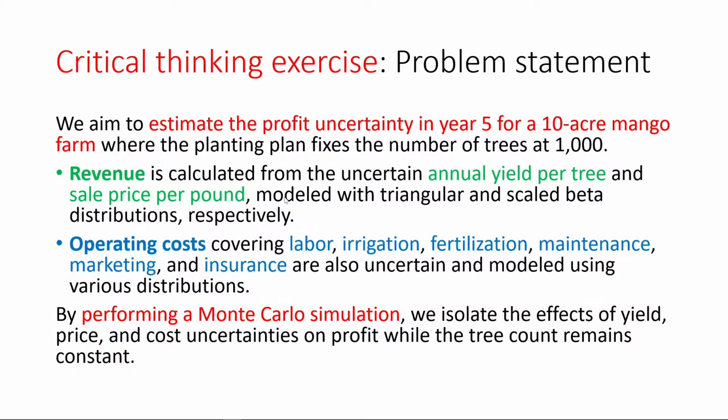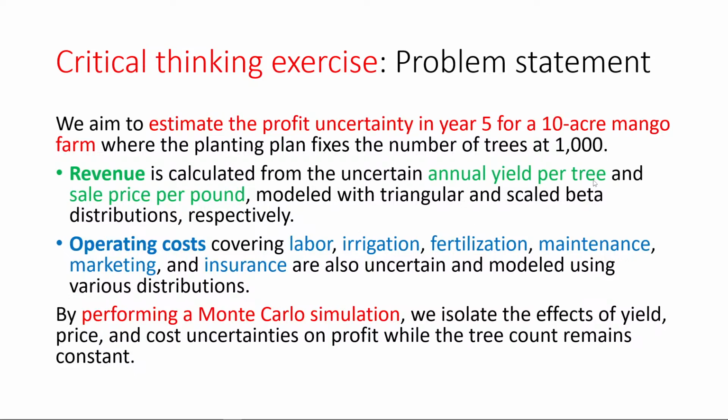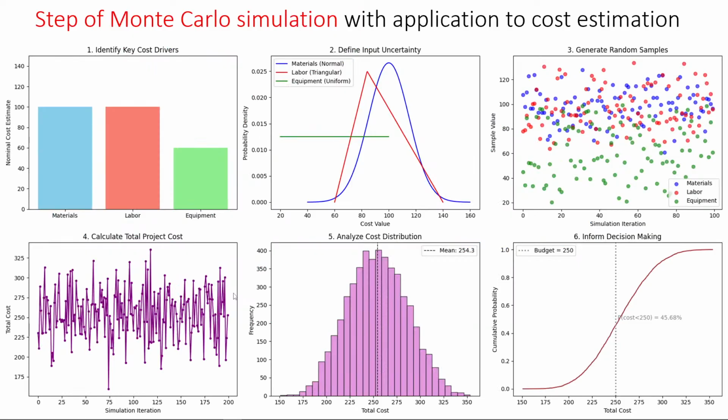And then you select a distribution for each. So for example, for the annual yield per tree, I selected a triangular distribution. For the sales price per pound, I selected a beta distribution. For these guys, I selected various distributions, which I will show you later. And then you just draw a sample and you calculate the cost.